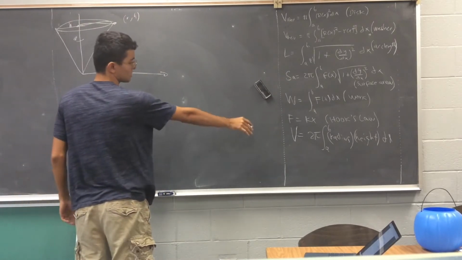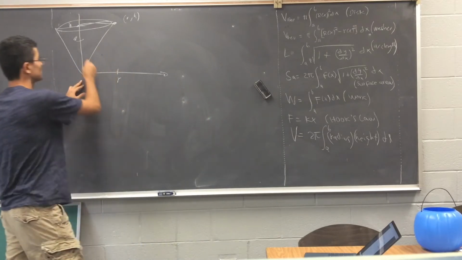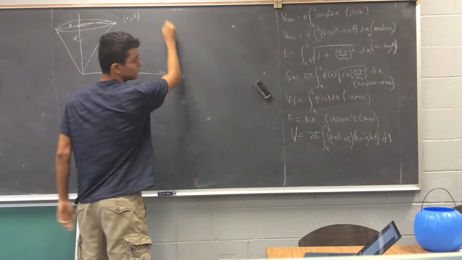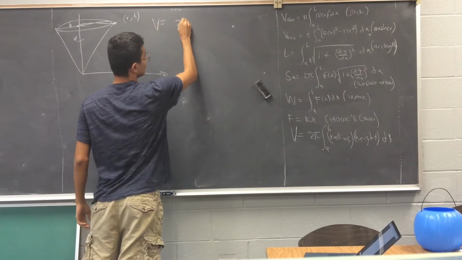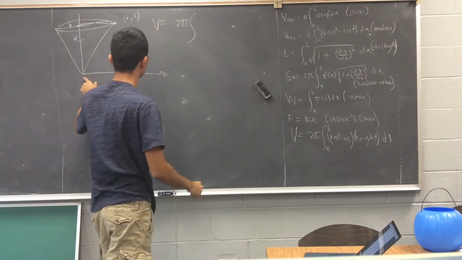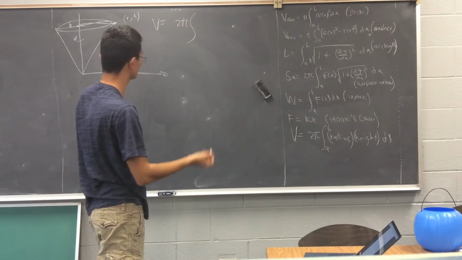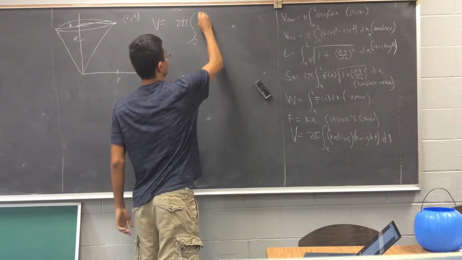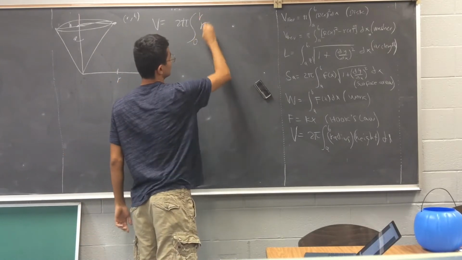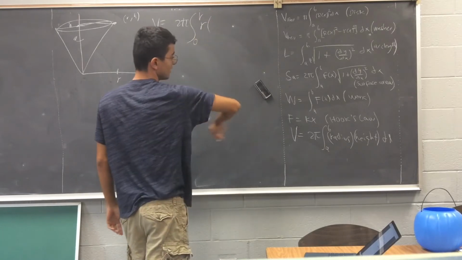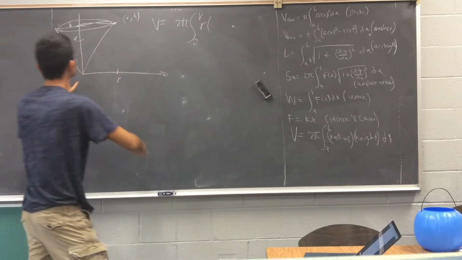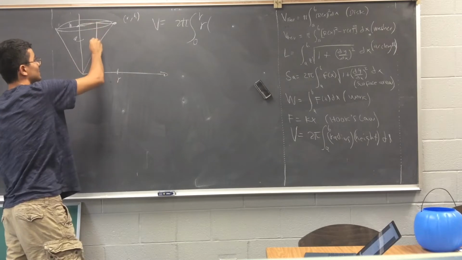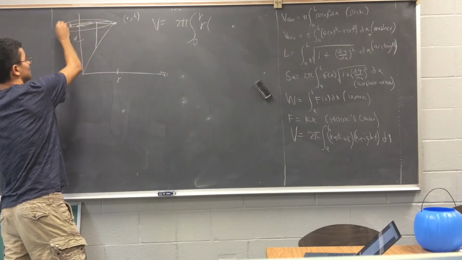So in order to use the shell method, we have to find the radius. The radius, of course, is just r. So we can do volume is equal to 2 pi integral from 0 to r, right? Because we're integrating in terms of x. So that's from 0 to r of the radius times the height. In this case, the height is different because it's going to look something like this. This is one shell.